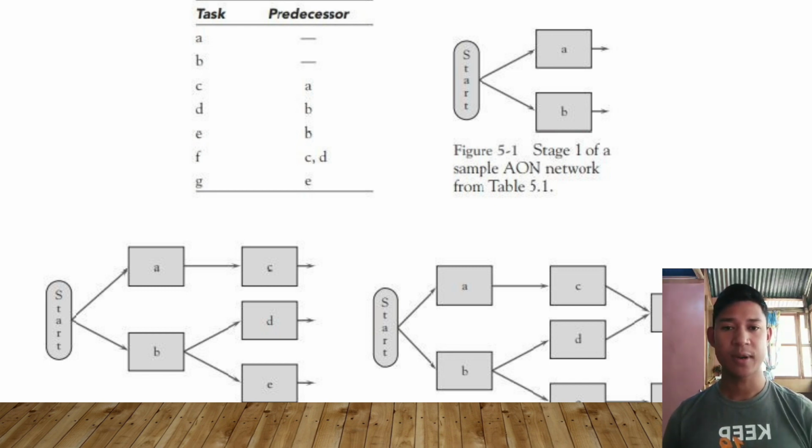So in activity on arrow, tasks are shown as arrows with dots at the beginning and end, while in activity on node, tasks are shown as boxes or rectangles with arrows showing their order. Both help us see what needs to be done and in what order for a project.